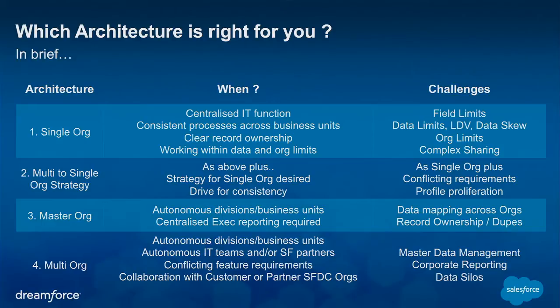If you have multiple orgs today and you want to move to a single org strategy, obviously we have the same pros and cons. But what you need is also to make sure that strategy is desired, that everyone's bought into that. Because if they aren't, it's going to fail. You need that drive for consistency across the organization. Again, on the challenges, you will have conflicting requirements, and you will have, it's quite hard to say, profile proliferation. So many times I've seen people do the move to a single org, and what they've done is carry across all the same profiles, because they understand what they are.